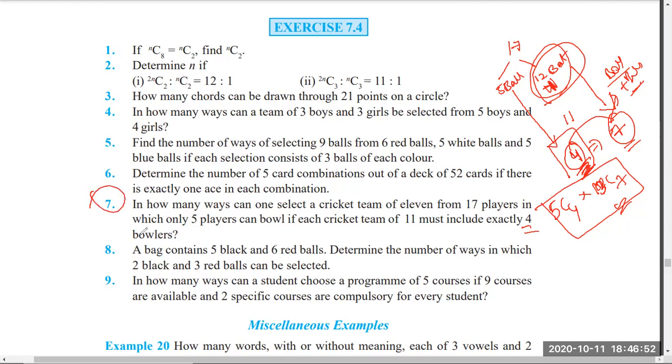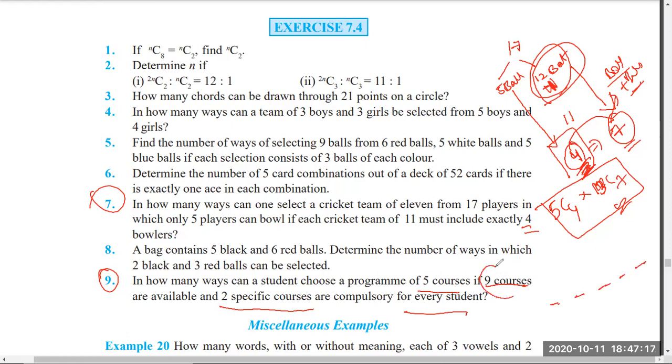This is kind of a difficult question. The ninth question is, in how many ways can a student choose a program of 5 courses if 9 courses are available and 2 specific courses are compulsory for every student? So you need to choose a program of 5 courses, 1 2 3 4 5, out of 9 courses.